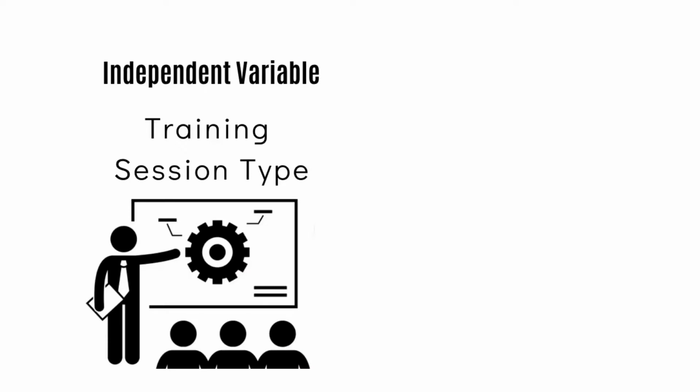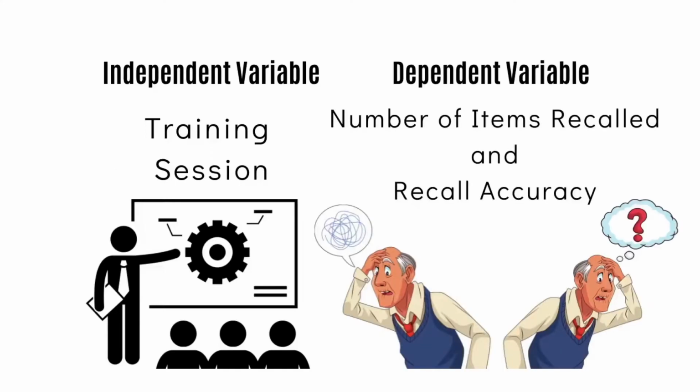So the independent variable in this example study was the type of training session the participants were subjected to, because this was actively manipulated by the experimenter or the researcher. The dependent variable, on the other hand, was the number of items recalled and the recall accuracy, because these aspects were dependent on the type of training session the participants were subjected to. So hopefully that consolidates your understanding of independent and dependent variables.